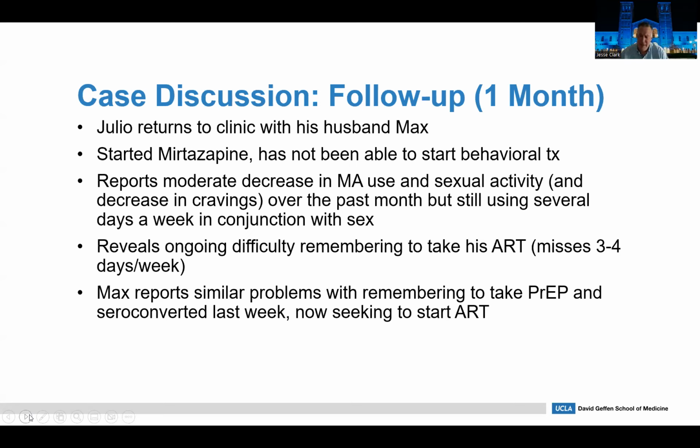And then since Max is there, he's on PrEP, but he says he's similarly been having trouble remembering to take PrEP, usually because of his meth use. And actually last week he had a positive HIV test for the first time. And now he comes in because he would like to start ART as well. Next slide.